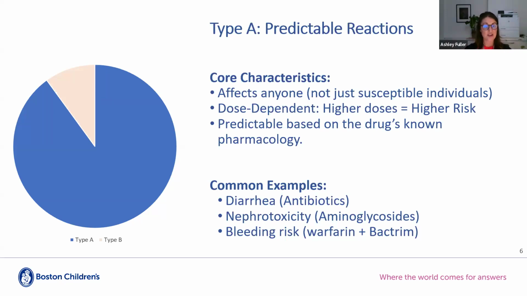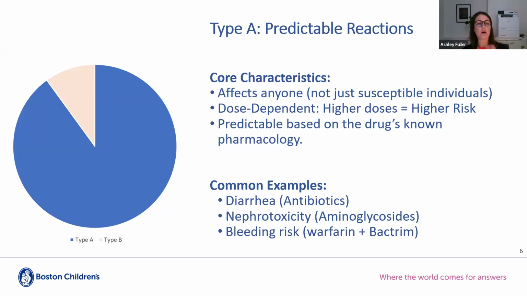So diarrhea caused by antibiotics is actually a secondary or indirect effect of the way that the antibiotic affects both the targeted bacteria, but also the gut bacteria. And so diarrhea is a known common side effect of a medication. Other more severe or idiosyncratic reactions could be things like kidney failure or hearing loss with overdoses of certain aminoglycosides like gentamicin or tobramycin, or bleeding risks or hemorrhage caused by an interaction between two medications like warfarin or Bactrim.